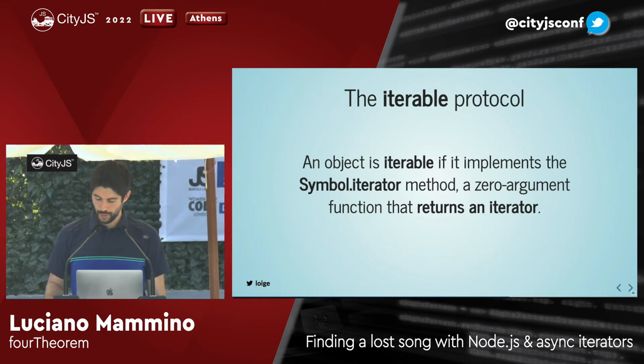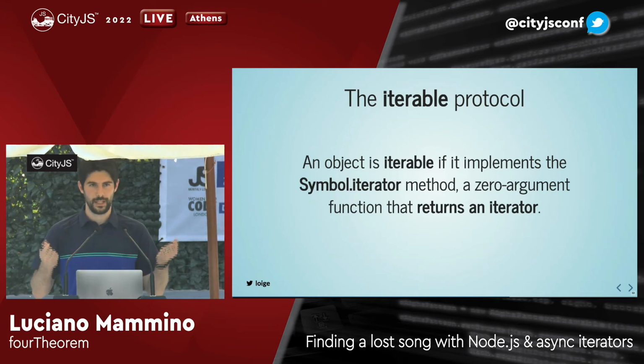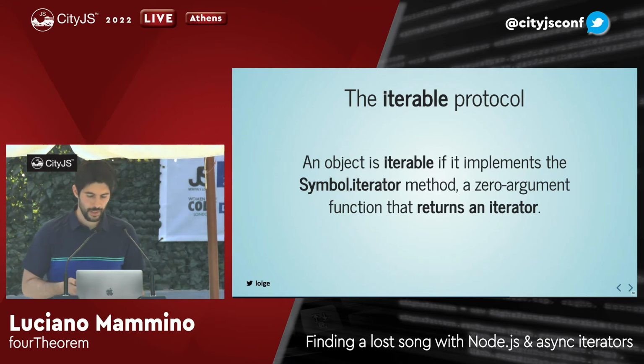The iterable protocol basically says that an object is considered an iterable if it has a very special method called Symbol.iterator, and this method doesn't receive any argument and returns an iterator. So it's basically saying, I am a collection, I can give you an iterator, just call this function and I'm going to give you an iterator. And that's what makes an object iterable.